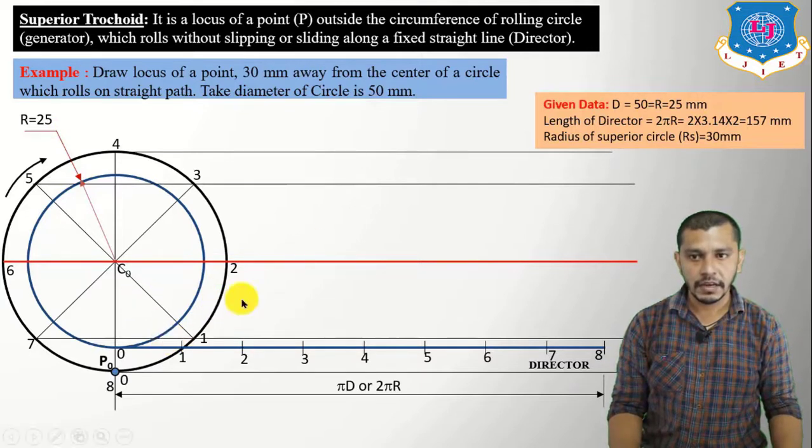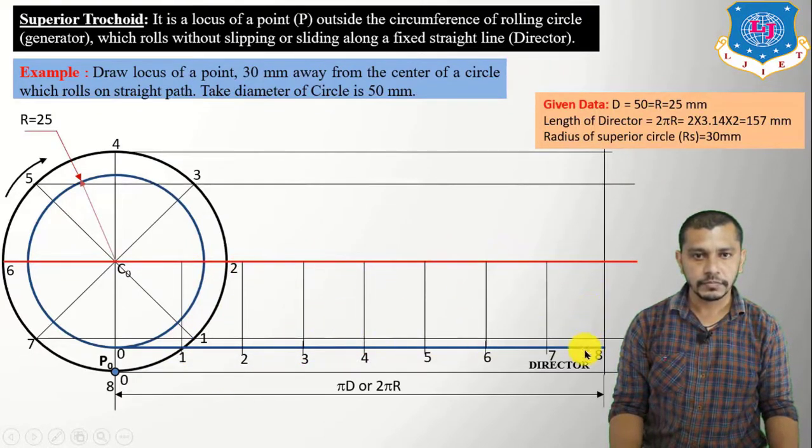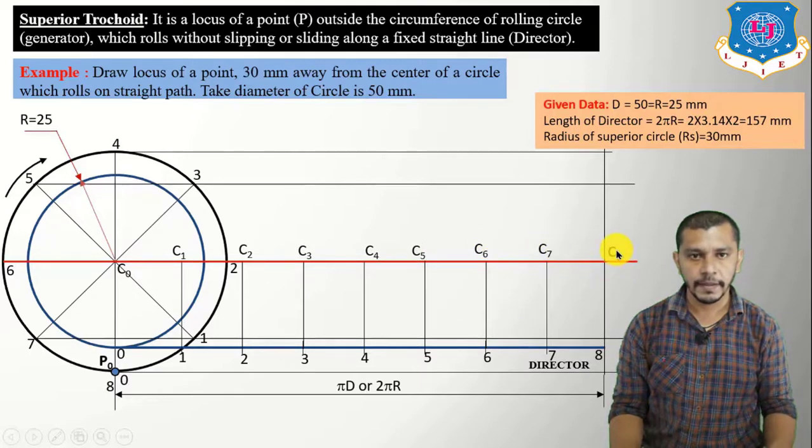And as we know, the line from 1 will also pass from 7, the line from 2 will also pass from 6, the line from 3 will also pass from 5. After drawing these lines, from the points of the detector 1, 2, 3, 4, 5, 6, 7, 8, draw lines perpendicular to the line of the detector to get the intersection at the center line. Mark the intersection points: this is C0, this will be C1, C2, C3, C4, C5, C6, C7, C8.